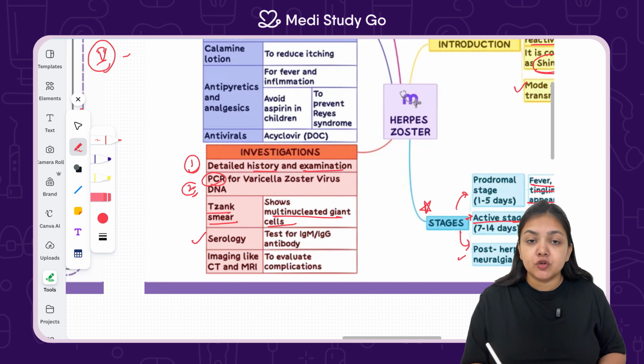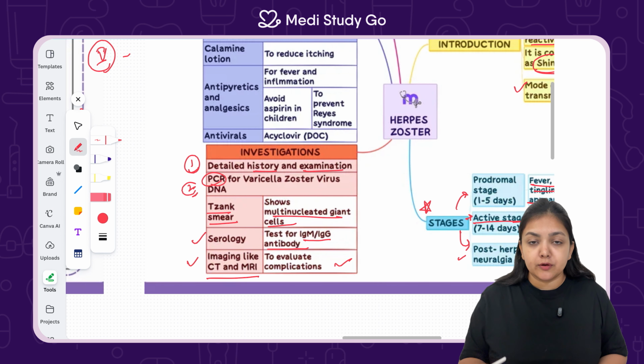Serology tests are done to visualize the antibodies against the virus, which is IgM and IgG antibody present. Lastly, imaging can be used, like CT and MRI, because it can eventually involve organs like the respiratory system or the nervous system. So these imaging tests can be used to visualize those organ systems.